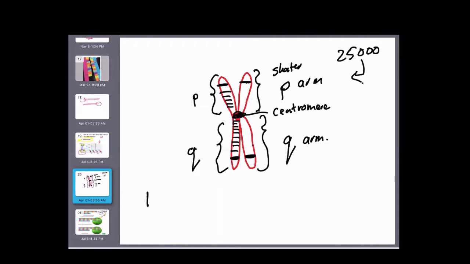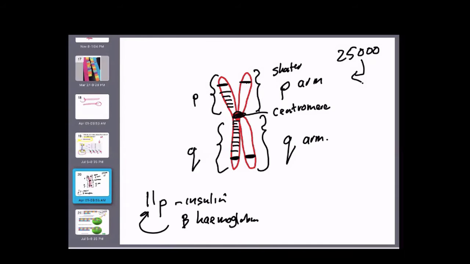So insulin is always on the short arm of chromosome 11. Beta hemoglobin, a gene that we talked about a lot, also happens to be on the short arm of chromosome 11. Oh, okay. So each gene has one specific location.